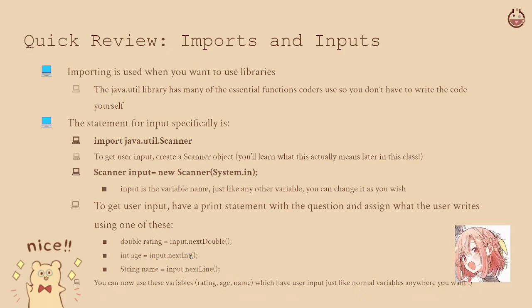has a lot of essential functions that a lot of coders need, including java.util.Scanner, which is what we use to do user inputs. After you import the java.util.Scanner at the very top of your code, you need to create a scanner object. You'll learn what this actually means later in the class, but for now just trust me and type this line of code in. So type the line Scanner input is equal to new Scanner, parentheses, System.in.